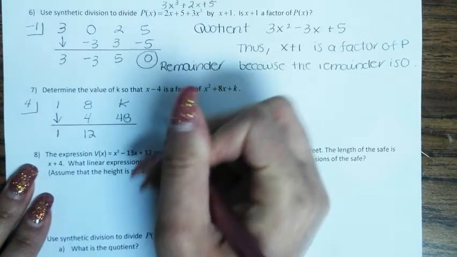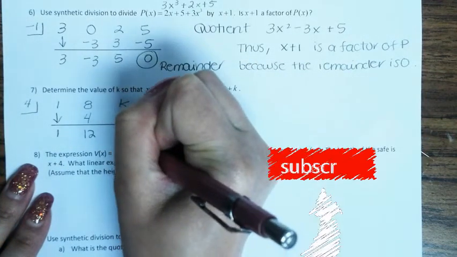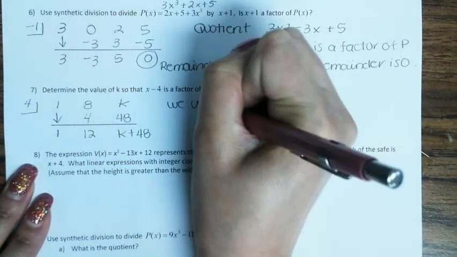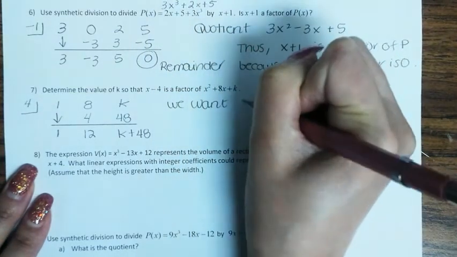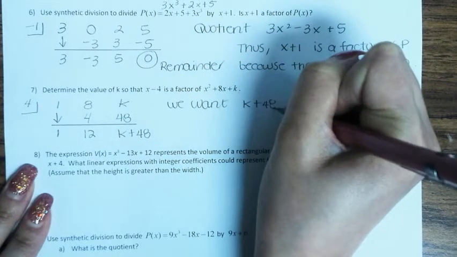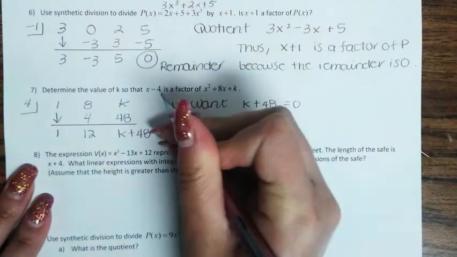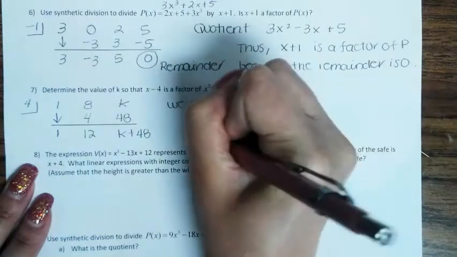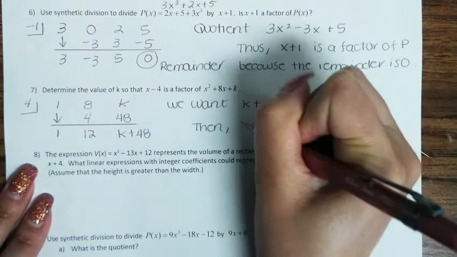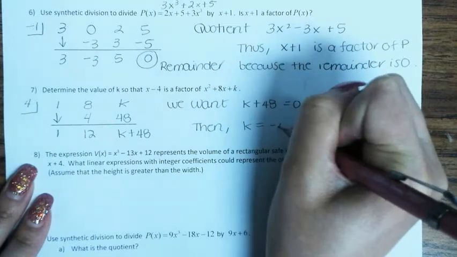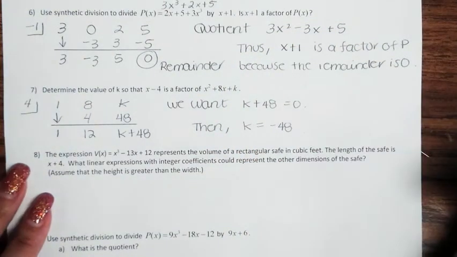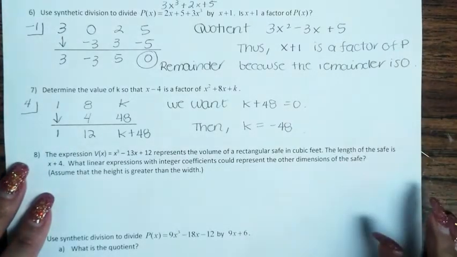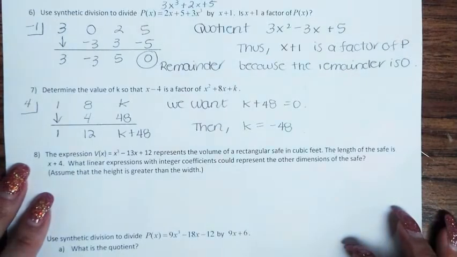Okay, and then you're like, well, then my remainder is k plus 48. Yes, but what do you want? Well, I want k plus 48 to be equal to 0 because you want x minus 4 to be a factor. Okay, therefore, what do you have? Then you know that k is going to be equal to negative 48. And that's it for this one. Okay, so as you can see, it's a pretty simple problem. It seems a little bit obscure at the beginning, but it's not that bad.